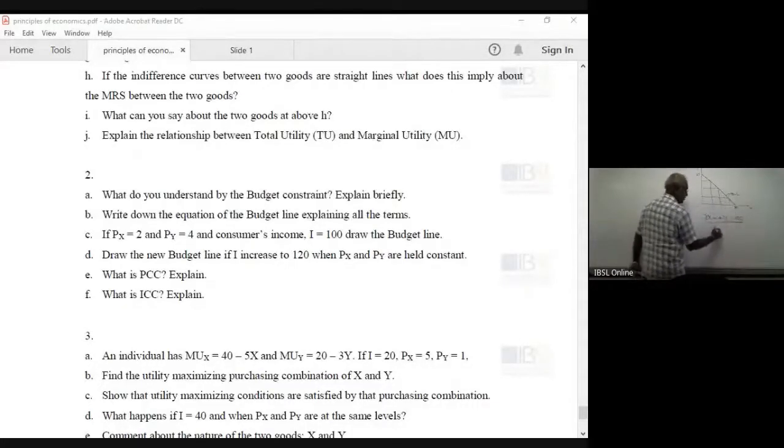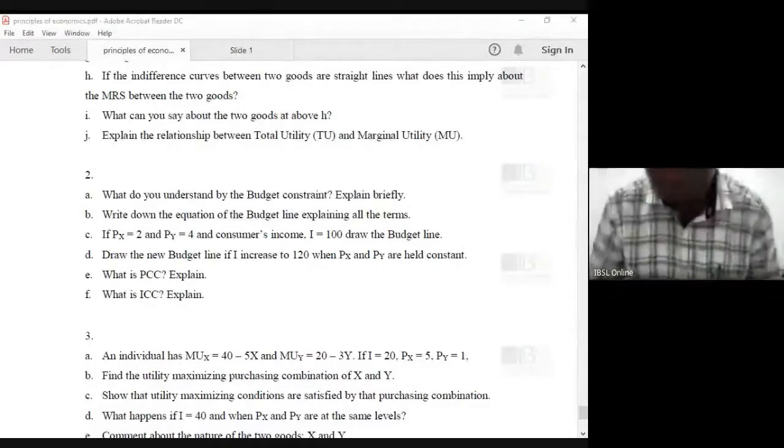Px over Py is the slope of this budget line: 2 upon 4, 0.5. Slope is 0.5. Px over Py is the slope of the budget constraint.